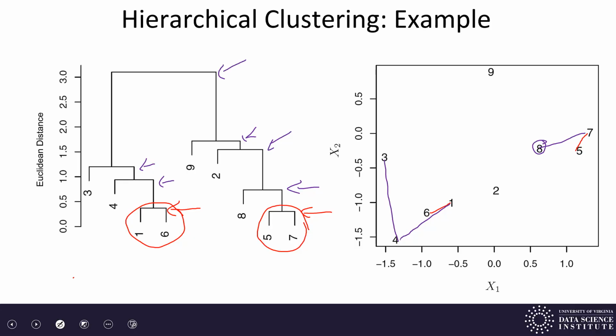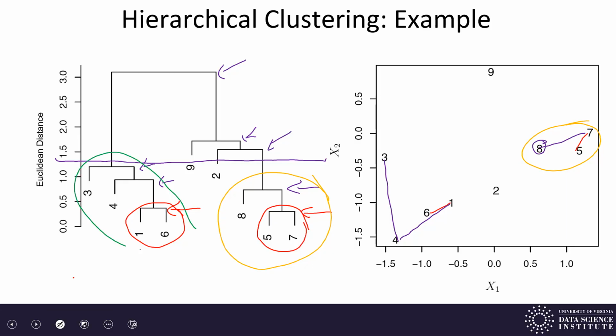And so what we can do is look at this dendrogram on the left, and we could threshold it at different levels. If I said I'm going to take everything up to the 3, so if I set a threshold here, I would have, let me get a little bit of color that'll help me designate this, one cluster that would consist of the 8, the 5, and the 7. I would have another cluster that would consist of this group, the 3, 4, 1, and 6.